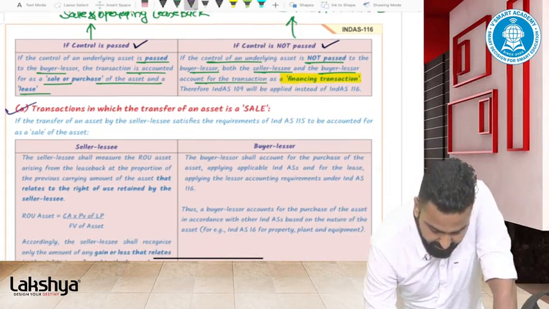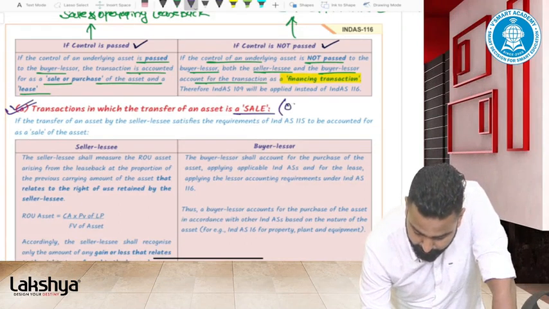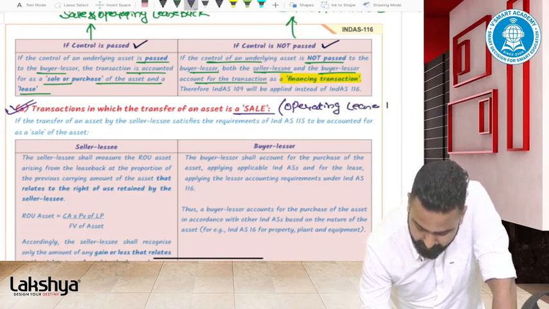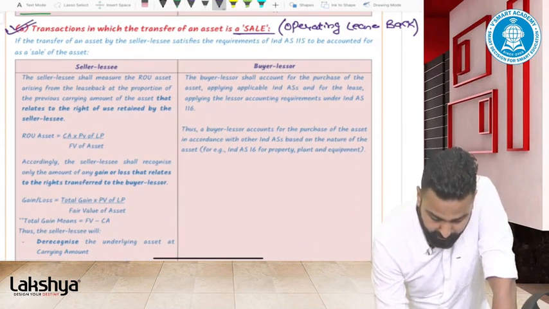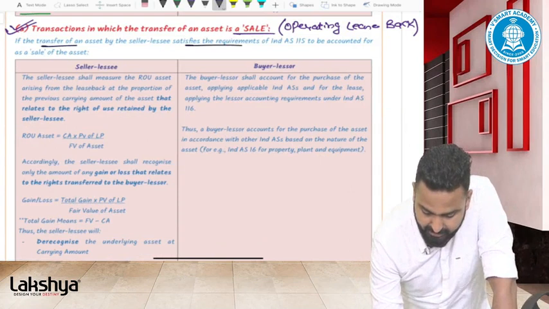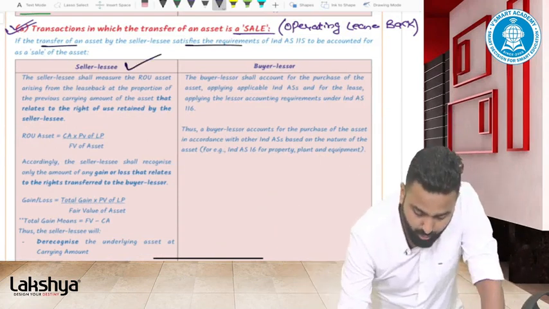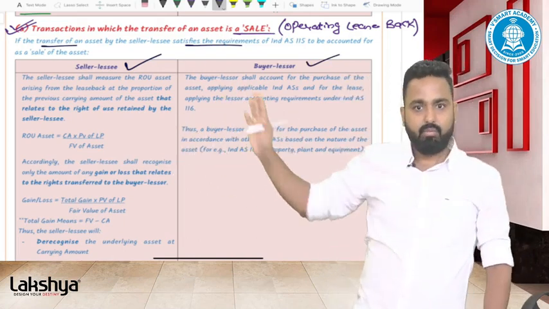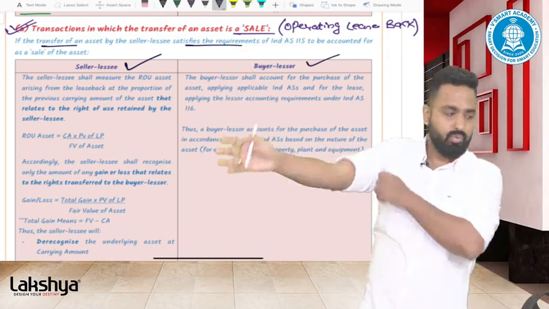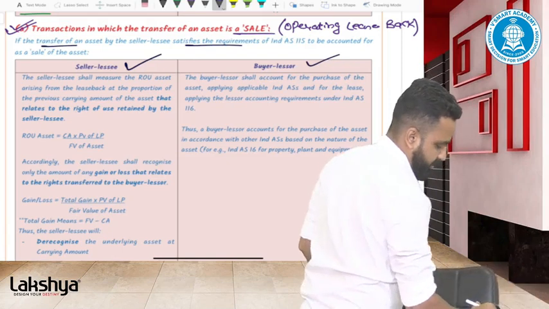Okay, now let's cover the first point. Transaction in which transfer of an asset is a sale, that is, operating leaseback. If a transfer of an asset by the seller lessee satisfies the requirement of Ind AS 115 to account for sale of the asset, now what to do? What will the seller do, what will the buyer do? Let's try it out.